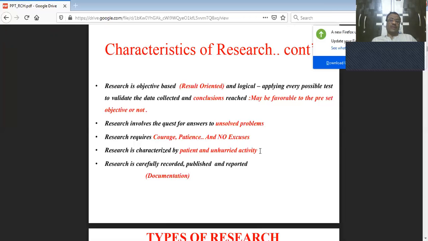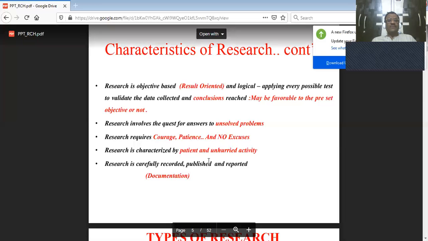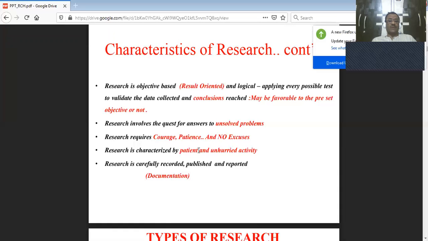Even it may take decades to. Therefore, we say that it is an unhurried activity. You cannot be hurried to complete it. You should allow the research to take its own course of action, its own course of time, to get its result, and for that patience is very much required.